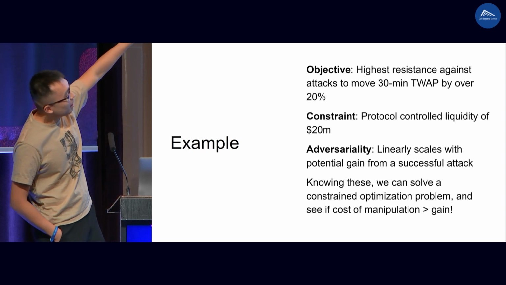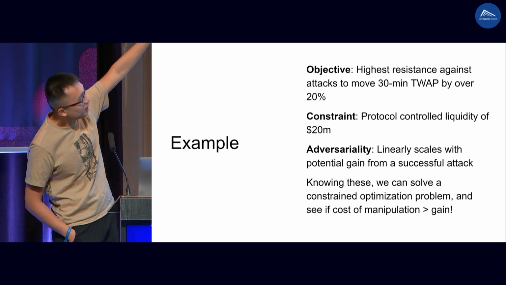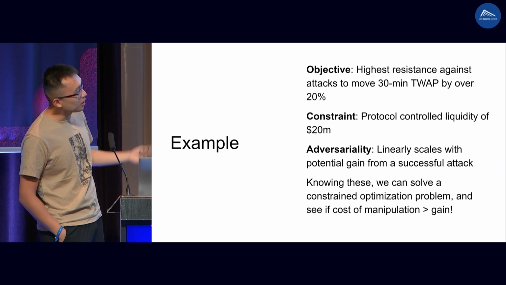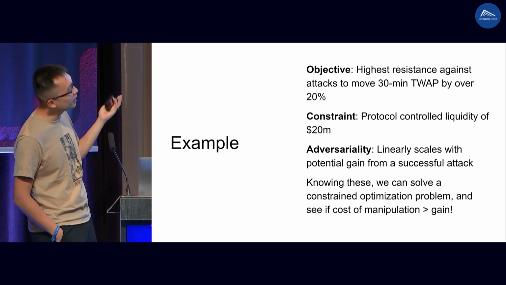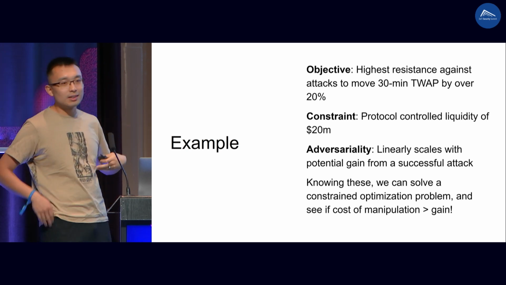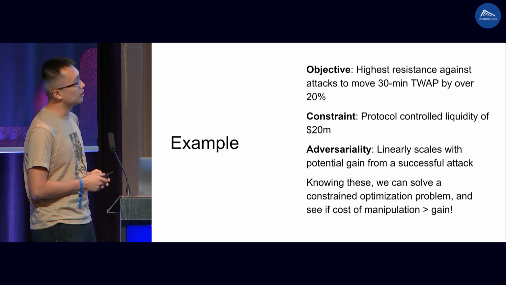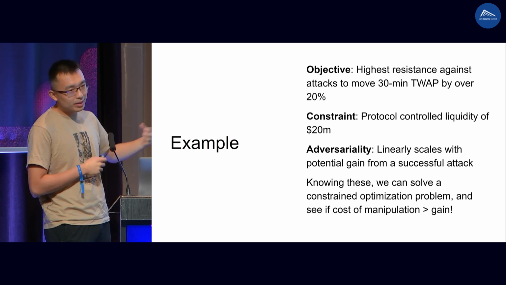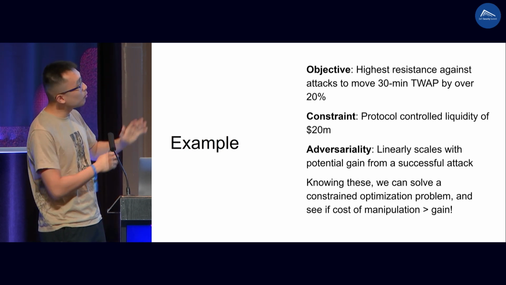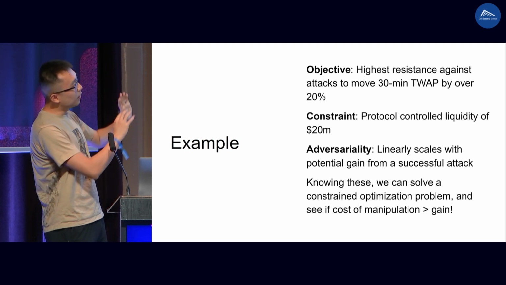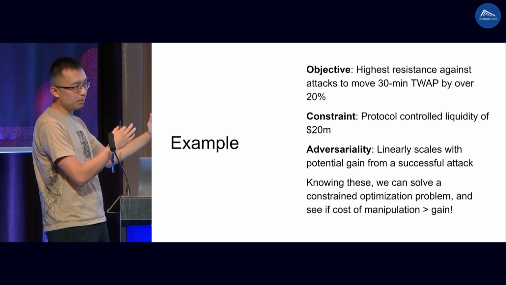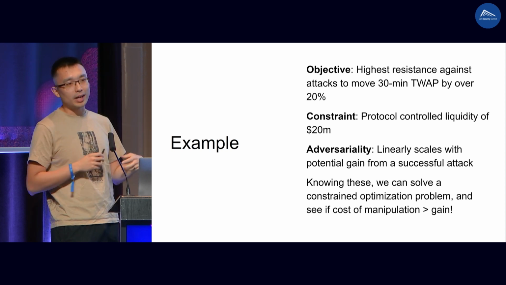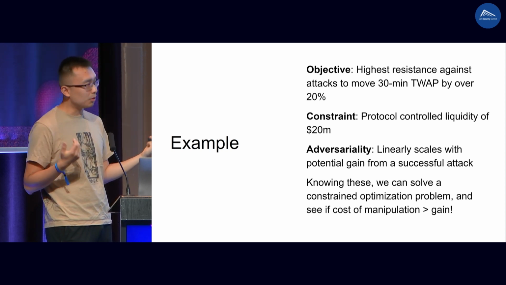So here's one example that I've written out. You start with your objective, that you want the highest resistance against an attack to move the 30-minute TWAP by over 20%. Your constraint is you have a liquidity of $20 million, and you assume that the profit of a successful manipulation scales linearly with the size of the attack, like your TVL or whatever. And then once you know all of this, you can say, okay, if this is what I'm working with as parameters, maybe I can find the optimal defensive liquidity distribution in my pool. Or maybe I can find the best truncated oracle design or median oracle design, something like that.